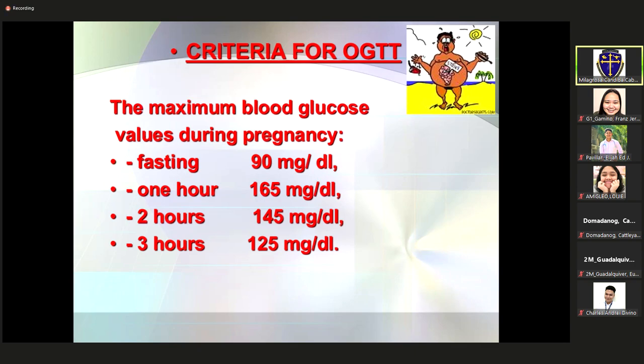Okay? Then, after an hour from the second extraction, dapat ito na naman yung result mo, 145. Then, until such time, sa third hour, na 125 milligrams per deciliter. Kung above this one, then you are really diabetic. Okay?